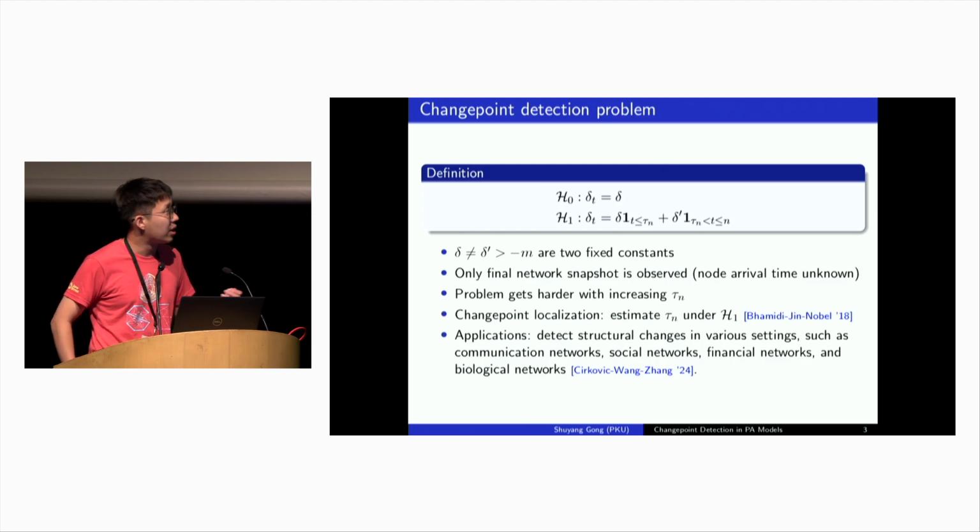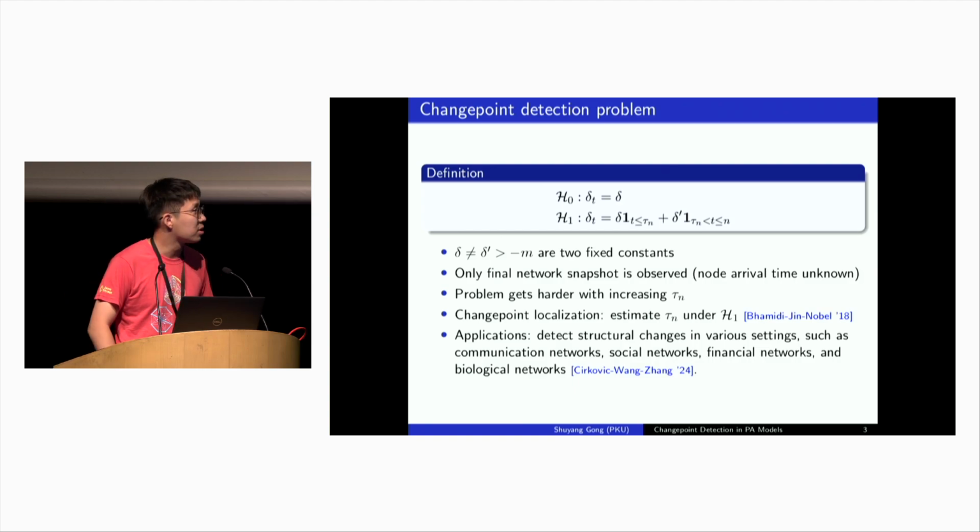This problem, as you can imagine, arises from some application side. As you can see, some events may happen that affect the evolution rule of the graph. But I won't talk too much about the application side.